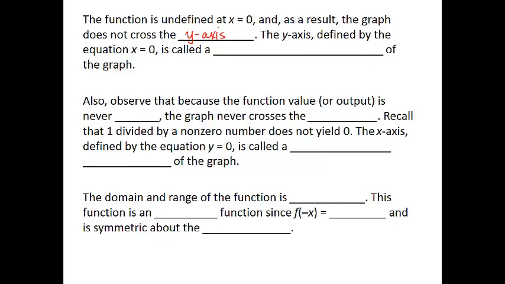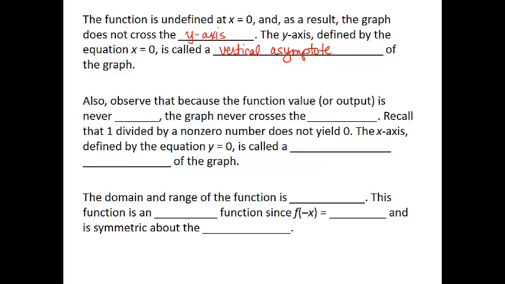Recall the y-axis is defined by the equation x equals 0 and is called a vertical asymptote. It's called a vertical asymptote of the graph.